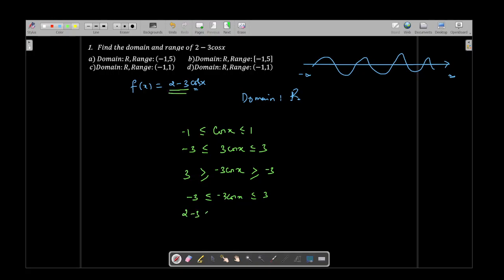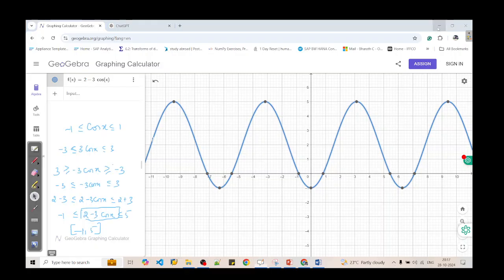So I get 2 minus 3 less than or equal to 2 minus 3 cos x less than or equal to 2 plus 3. I'm adding 2. So 2 minus 3 is minus 1, less than or equal to 2 minus 3 cos x, less than or equal to 5. So the range of 2 minus 3 cos x is minus 1 to 5. This is how we do it. We have seen this in the graph plotter as well.